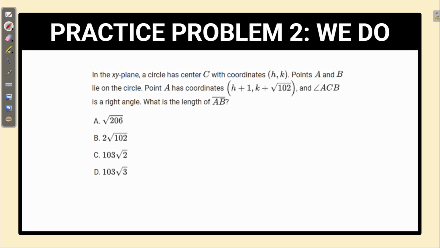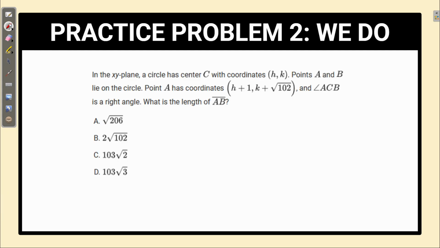Now, okay, in the xy plane, circle C has center C with coordinates h, k. Points A and B lie on the circle. Point A has coordinates h plus 1, k plus square root of 102, and angle ACB is a right angle. What is the length of AB?